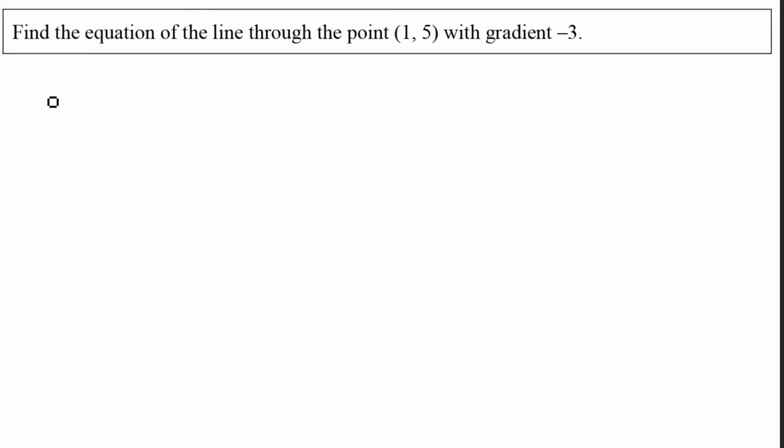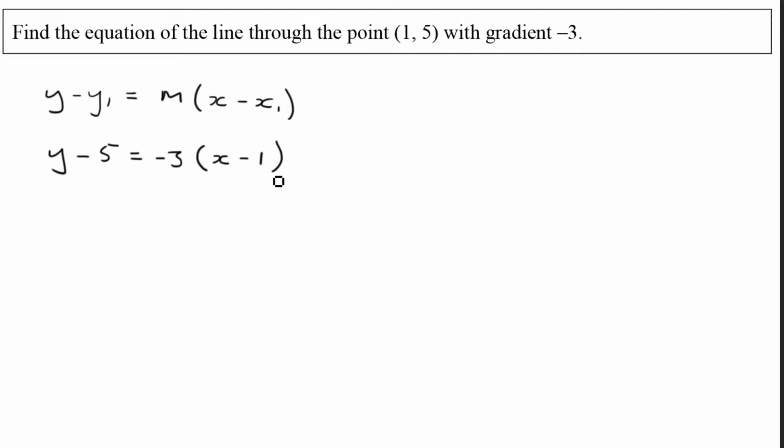So using the idea we've just had, we know that the equation of the line will be y minus y1 is equal to m into x minus x1. In this case then, that means we've got the equation y minus 5, being the y coordinate of the point we know, is equal to -3, that's the gradient that we know, into x minus 1, 1 being the x coordinate that we know. That then is the equation of the line.